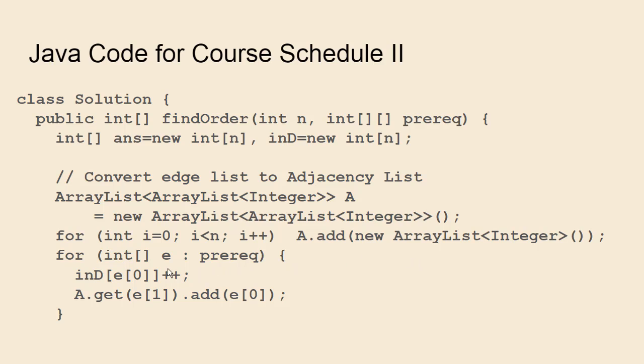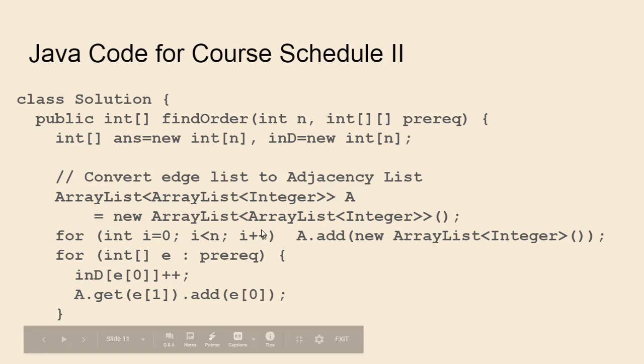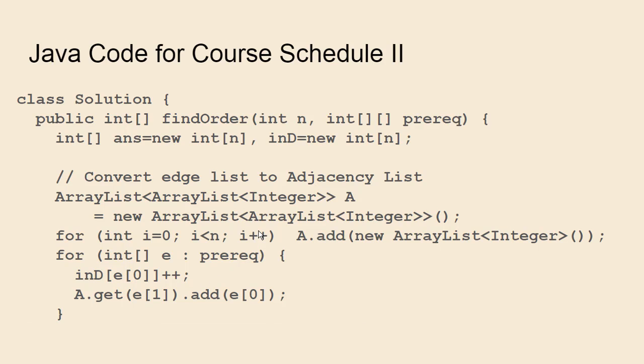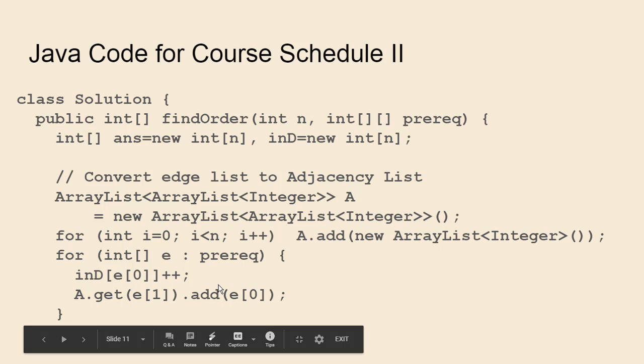And then for every edge in prerequisite, I will do two things. One is I will increment the in degree of the first element, because the two numbers give an edge pointing from the second to the first, from E1 to E0. And the second thing is I add that edge into the adjacency list using this line.